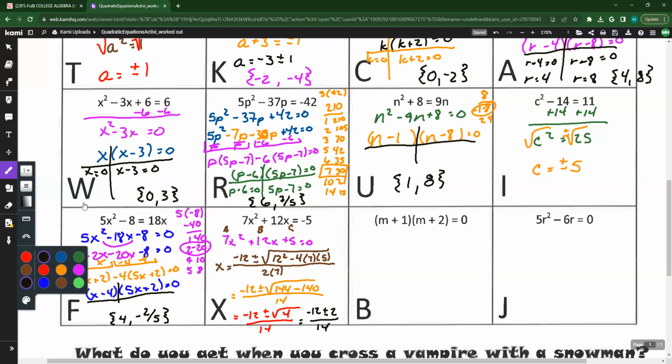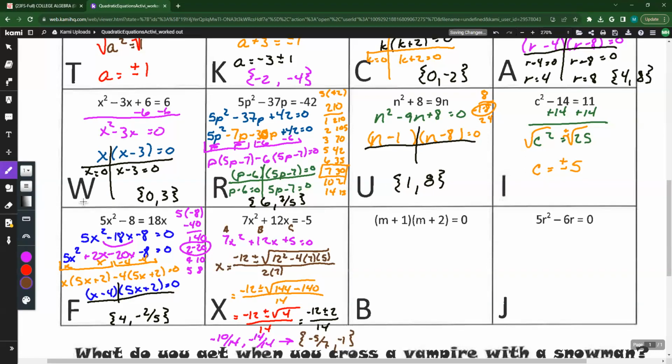Grand total answers, what color do I want? I'll take this, it is going to be negative 12 plus 2, which is negative 10 over 14. And then negative 12 minus 2 is negative 14 over 14, which then gets me to the solution set of, I have to reduce them. So 2 goes into 10 and 14, so negative 5 over 7 and negative 1.